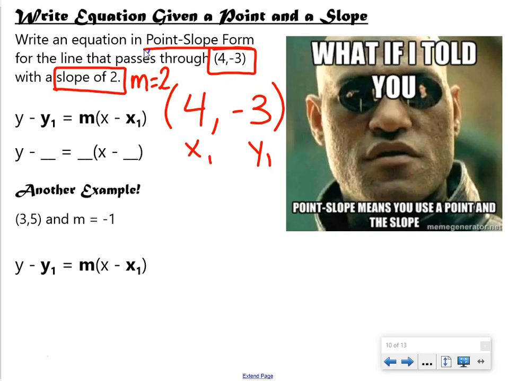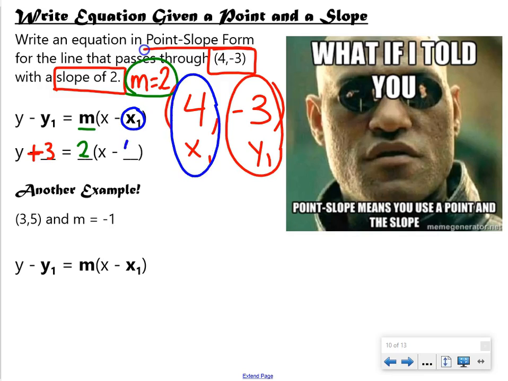So point slope form is y minus y1. Well, if we look over here, our y1 is -3, so we put that in the blank. Minus a -3 becomes a +3. Follow the equation along, equals m. Well, our m we know is 2 times the difference of x minus x1. Well, our x1 is 4. And that's all it is to writing an equation in point slope form.